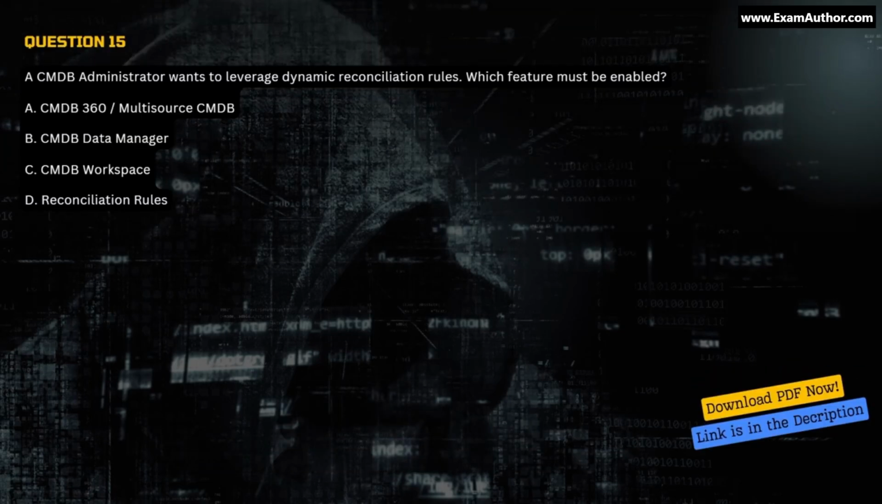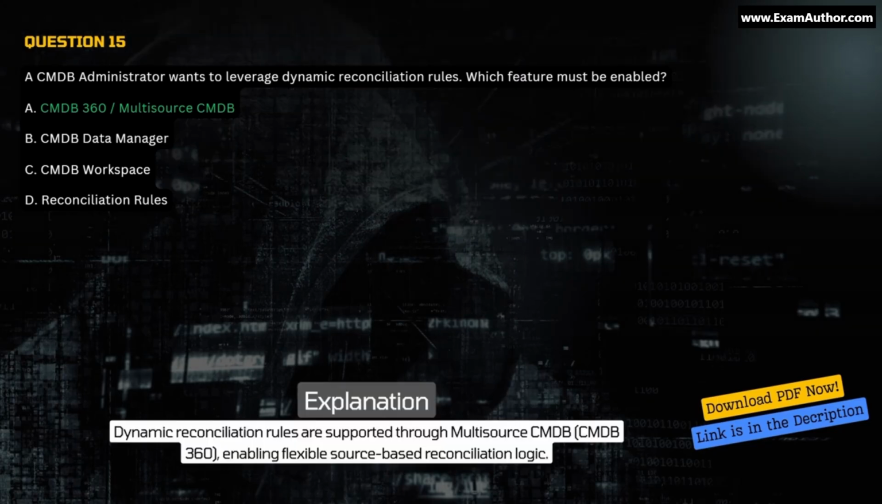attributes. Question 15. A CMDB administrator wants to leverage dynamic reconciliation rules. Which feature must be enabled? A. CMDB 360/multisource CMDB. B. CMDB Data Manager. C. CMDB Workspace. D. Reconciliation rules. Correct answer A. CMDB 360/multisource CMDB. Explanation. Dynamic reconciliation rules are supported through multisource CMDB, CMDB 360, enabling flexible source-based reconciliation logic.